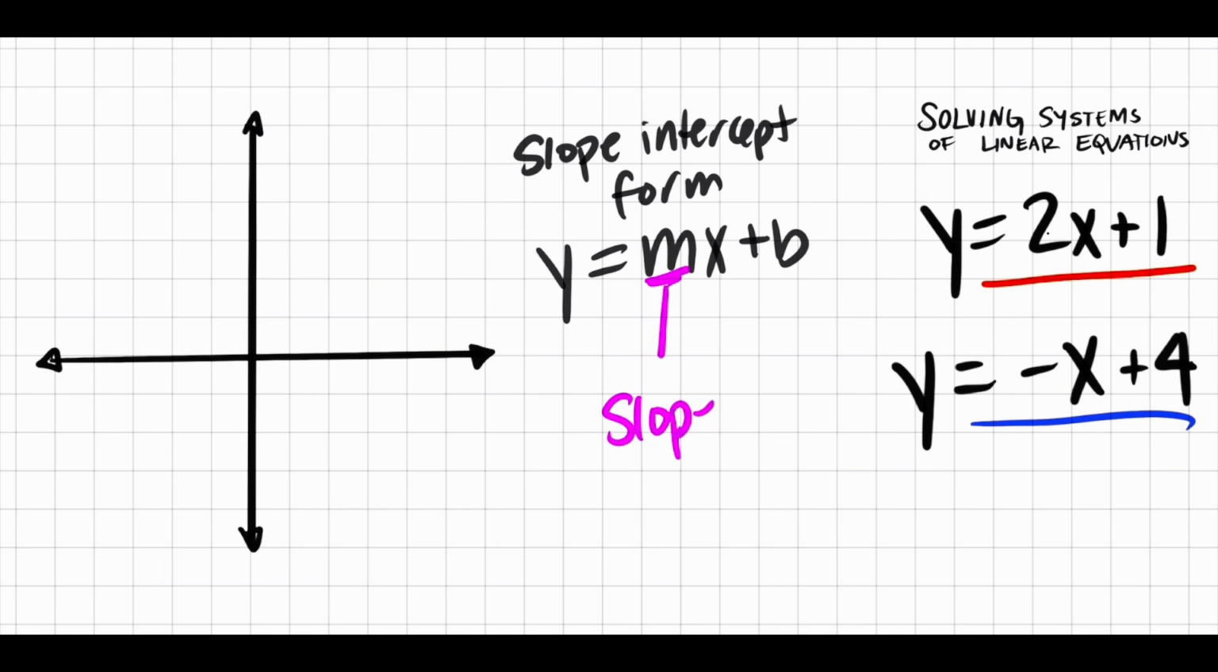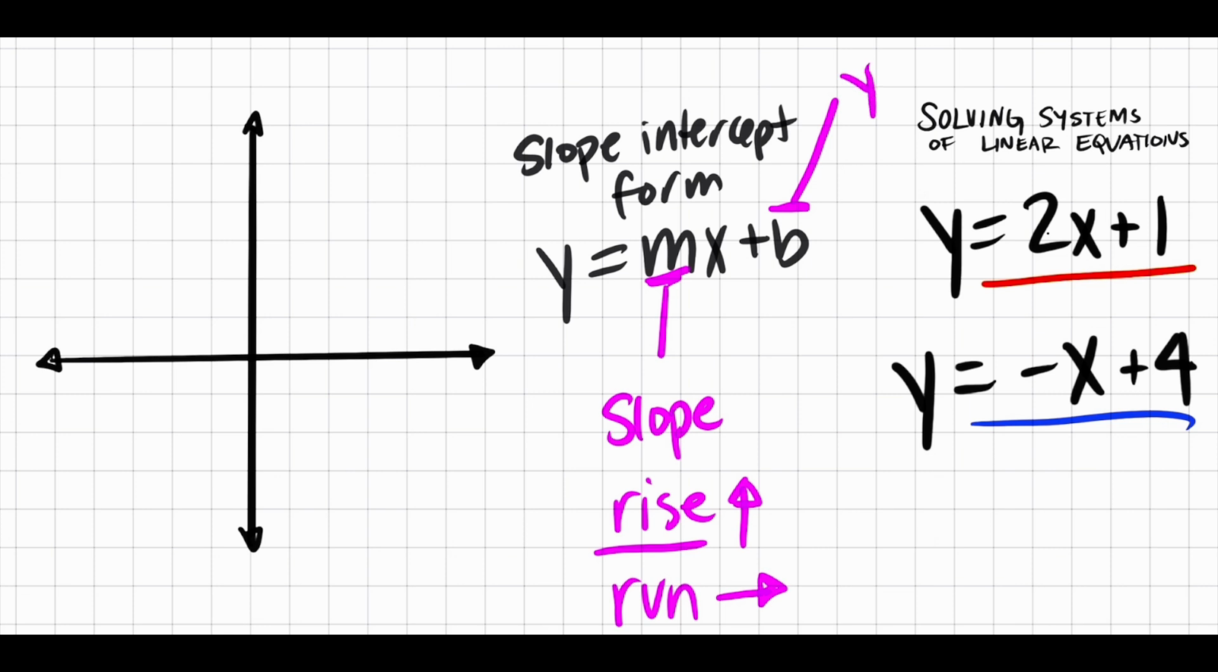With slope-intercept form, you're going to have to remember where the slope is. So y equals mx plus b, m is the slope. Slope is also known as rise over run. And the b is our y-intercept. It's a little cut off in the video, but I've labeled b as y-intercept.